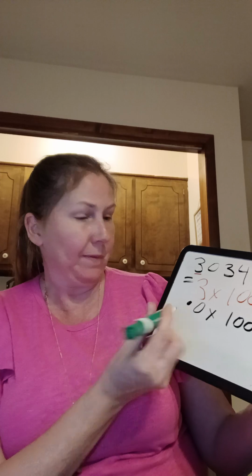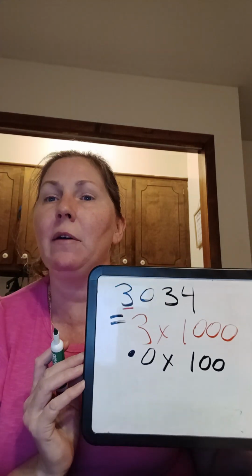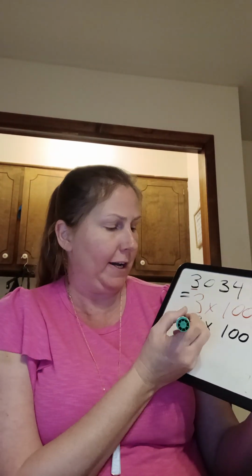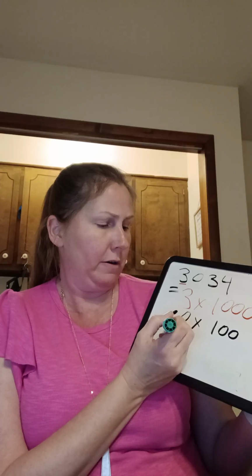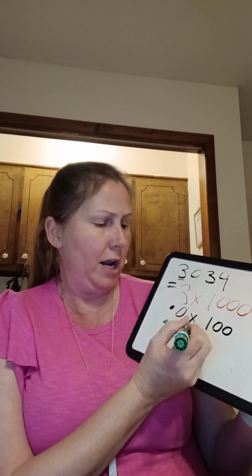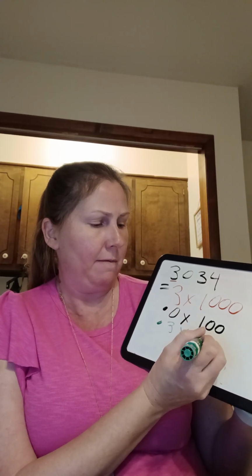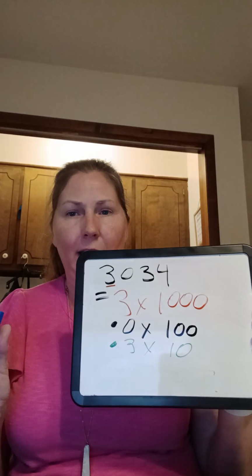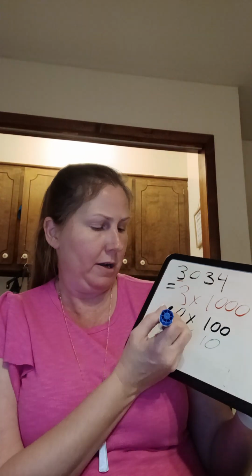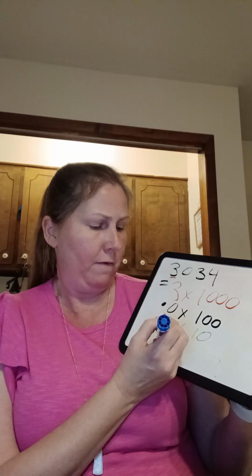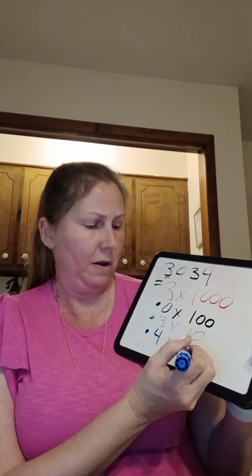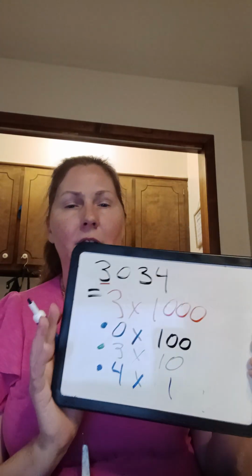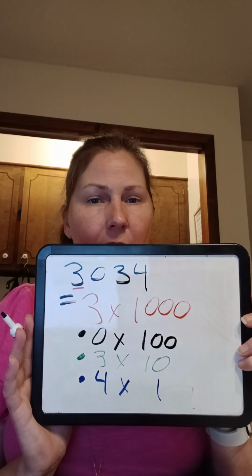All right. Anyway, so now I'm going to do the 3 groups of 10 and write that in expanded form. Put a little dot down here so you know. 3 times 10. All right. And then for our last number, I'm going to write 4 times 1. All right. That's how we write it in expanded form.